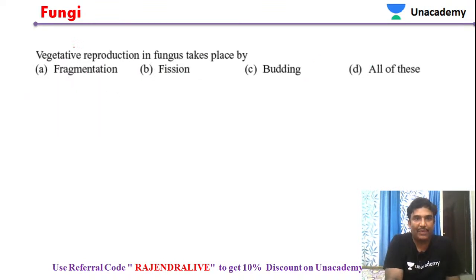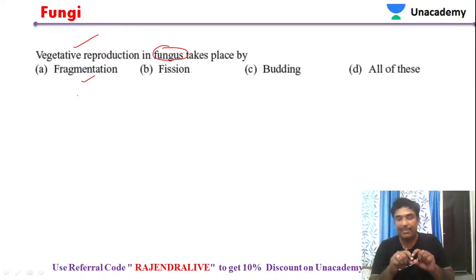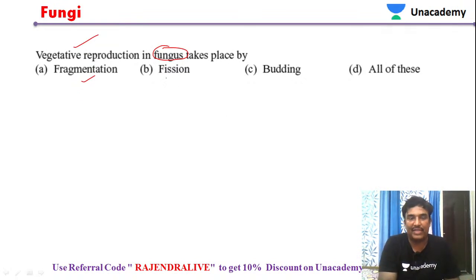So vegetative reproduction in fungi takes place by which type of process? Vegetative reproduction in fungi can take place by fragmentation. Fragmentation is an accidental process: if the fungal plant body breaks, it will develop into a new individual. So that is also correct.